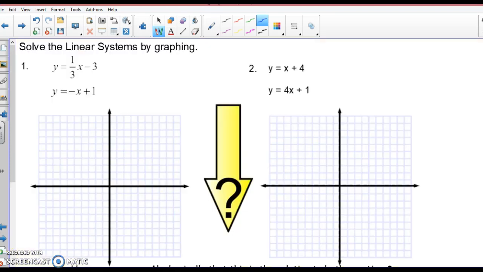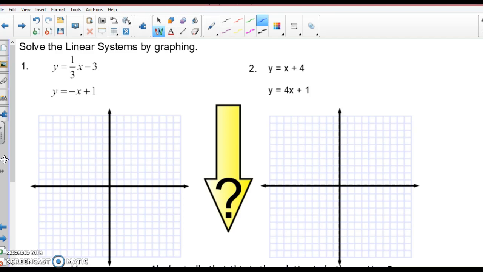All right. Now, we're going to solve these by graphing by hand, which I'm going to tell you right now, I am not a fan of doing this by hand. Why? Because it's not accurate. Okay? But you could do it. So, we're going to be as neat as possible.